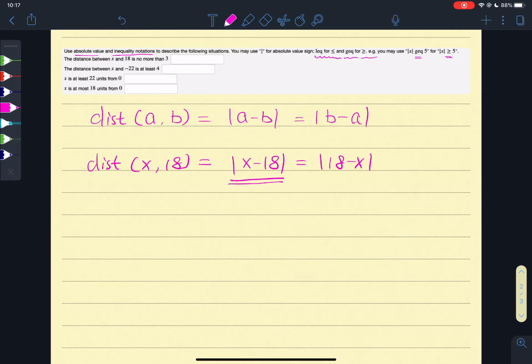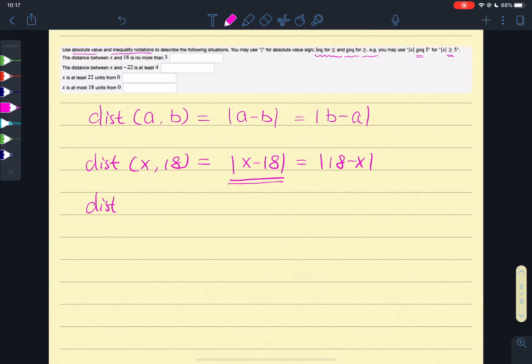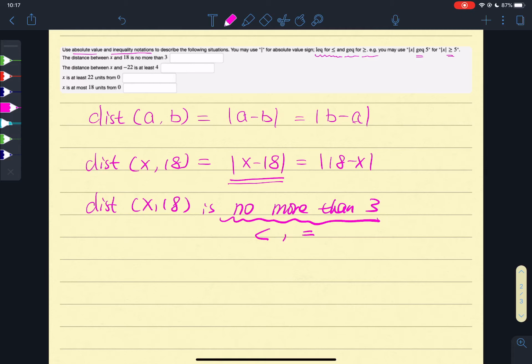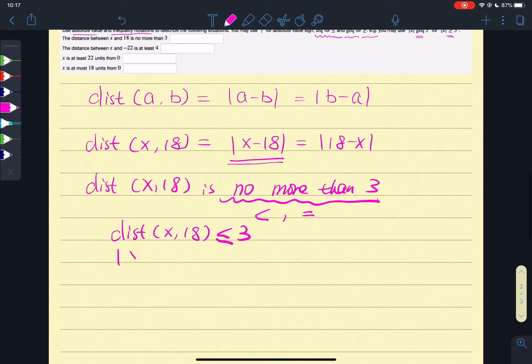Well, it did say the distance between x and 18 is no more than 3. It means it could be less than 3 or it could be equal to 3, but it's not more than 3. So we can translate the word description into a mathematical expression. Hence, I can phrase it as the absolute value of x minus 18 less than or equal to 3. So that's the answer for the first problem you have here.